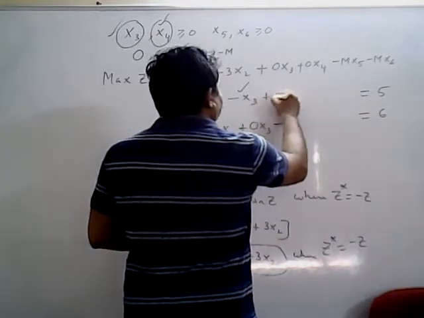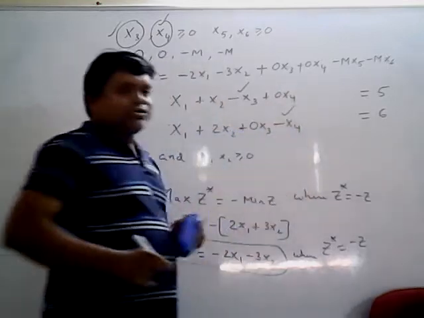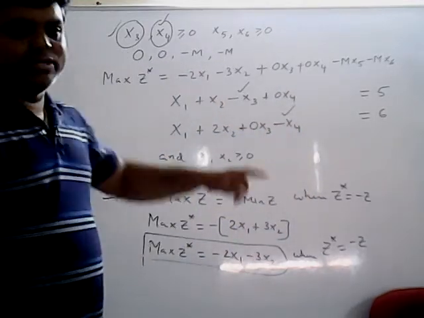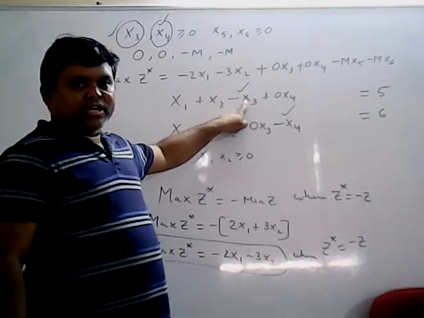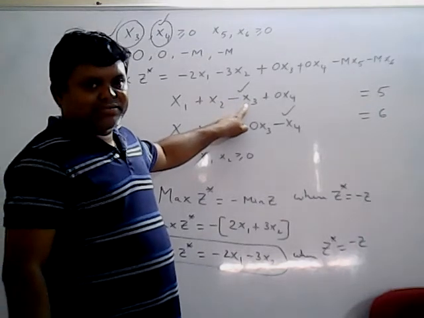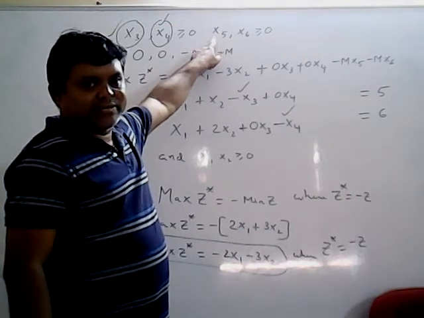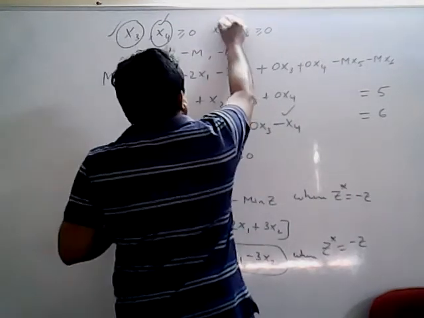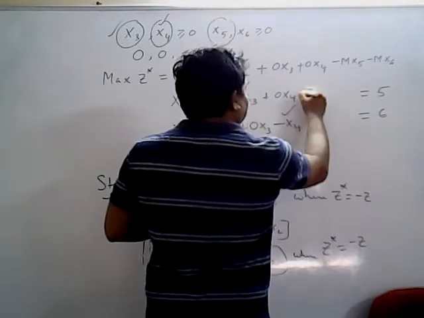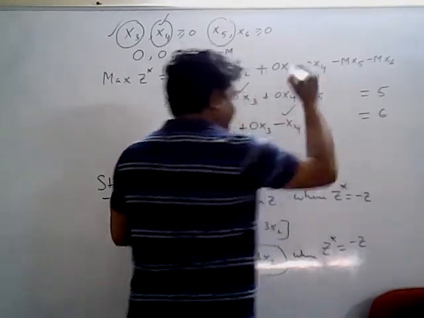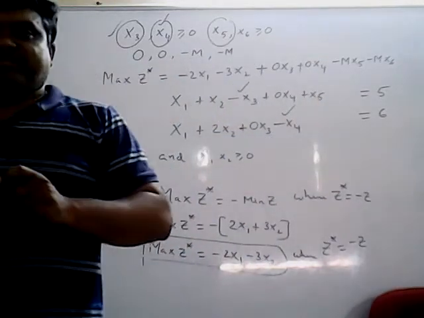What I have told is, whenever surplus variables are used, you require artificial variables. So here, is a surplus variable used or not? It is used. That means you require an artificial variable. So what is the artificial variable? The first artificial variable is x5. An artificial variable is always added. x5 is added for the first constraint.